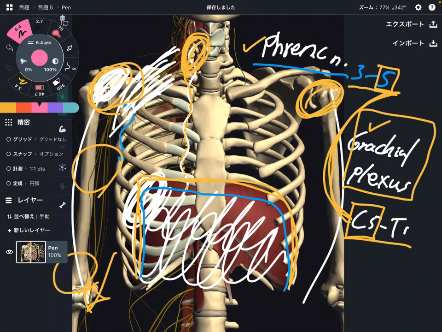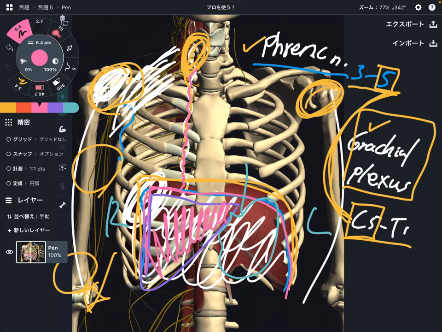Now, do you remember the phrenic nerve innervates the inferior part of the diaphragm? What's there? There is the liver, okay, on the right side. On the left side, there is the stomach, right? So when movement of the liver is inhibited, or maybe the liver gets dysfunction, this can aggravate the phrenic nerve, right? Because the liver and phrenic nerve are very close. The phrenic nerve is aggravated by the liver.